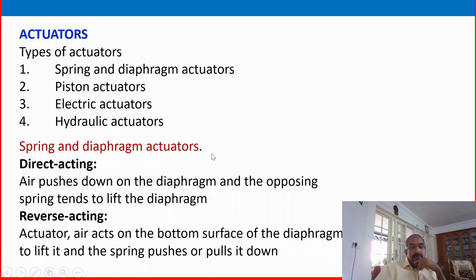One is the spring and diaphragm actuator, direct acting. What is it? It is direct acting. The air pushes down on the diaphragm and the opposing spring tends to lift the diaphragm. That is direct acting. So when the actuator is direct, the valve opening is also direct. Reverse acting is where both are reverse. One will act direct and one will act opposite. In the actuator, air acts on the bottom surface of the diaphragm to lift, and the spring pushes or pulls it down.